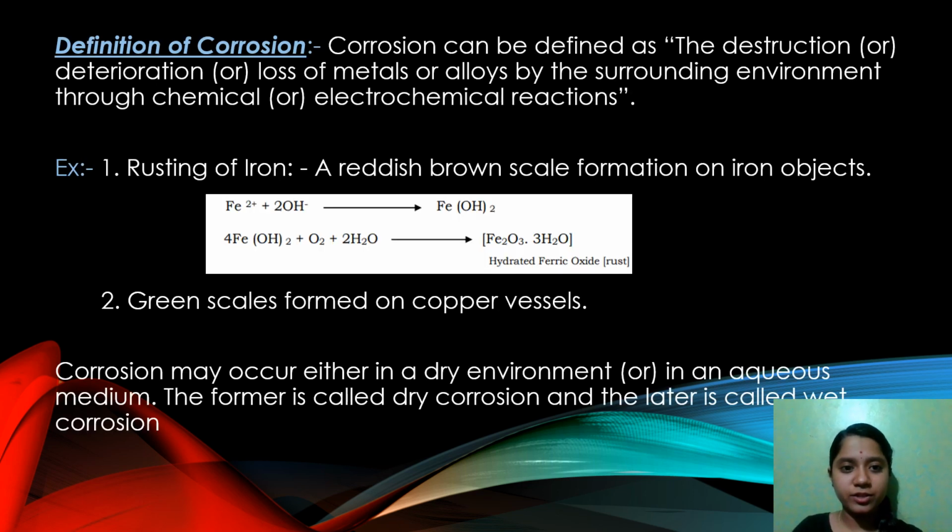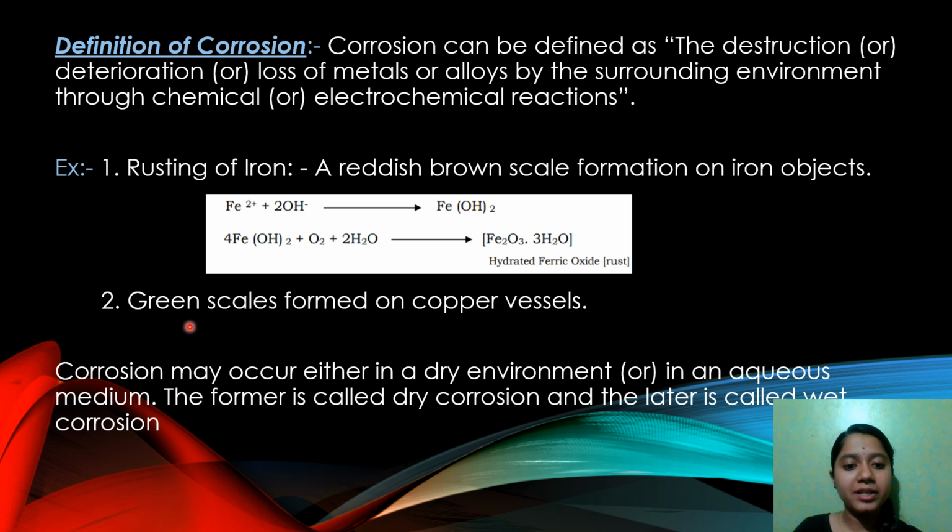Let us know about the definition of corrosion. Corrosion can be defined as the destruction or deterioration or loss of metals or alloys by the surrounding environment through chemical or electrochemical reactions. Example, rusting of iron, a reddish brown scale formation on iron objects. The reactions for rusting of iron are as follows: Fe2+ plus 2OH- gives Fe(OH)2. Then 4Fe(OH)2 plus O2 plus 2H2O gives Fe2O3.3H2O, that is hydrated ferric oxide, nothing but the rust.